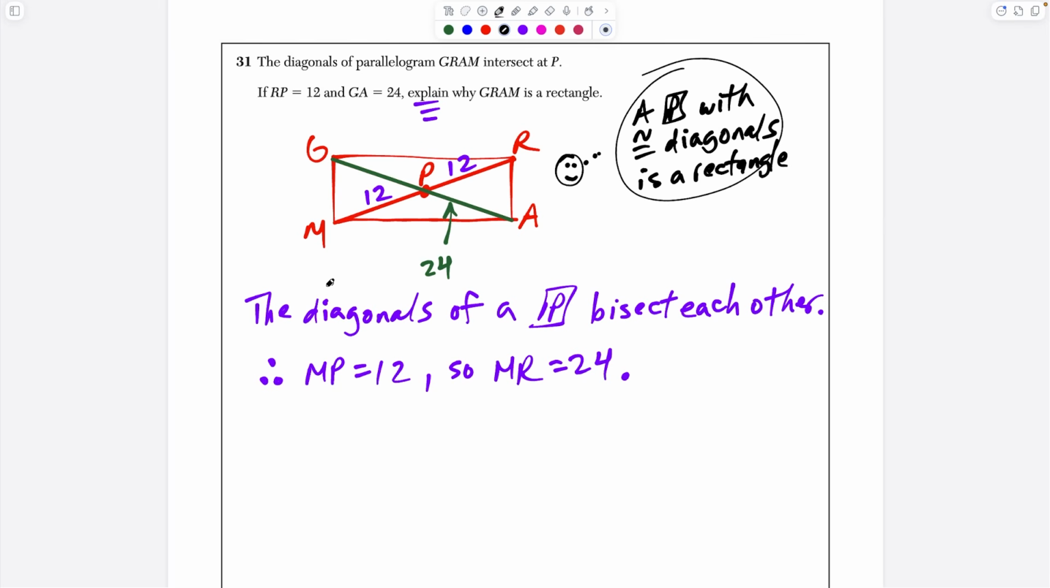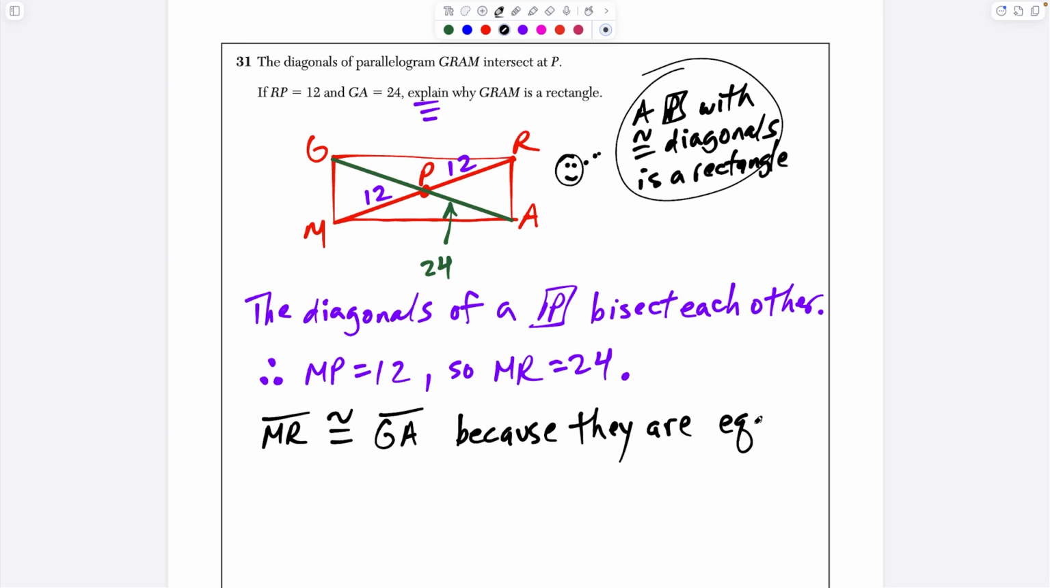But now the next idea I want to get down is that the diagonals are congruent. So what we could say next is that MR is congruent to GA, or AG. So GA. And the reasoning, I'm going to say because they are equal in measure. So once we get this statement down here, we showed the diagonals are congruent.